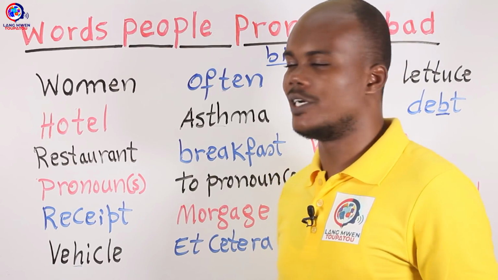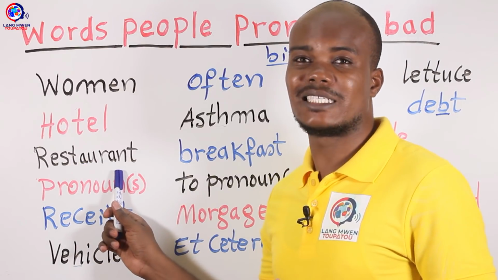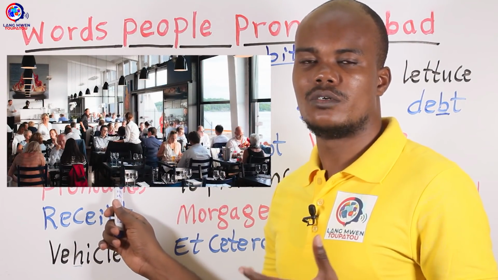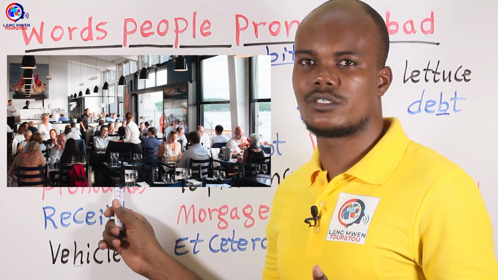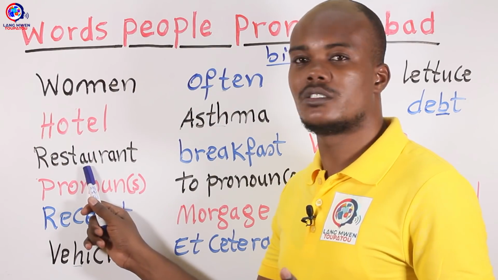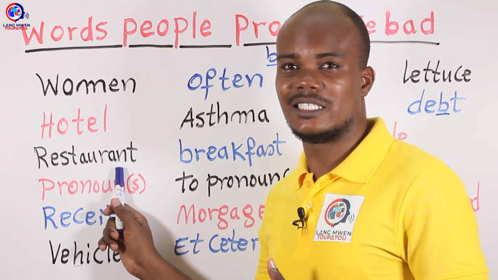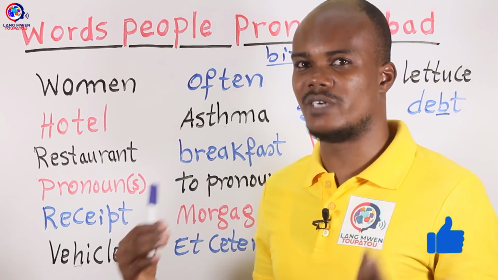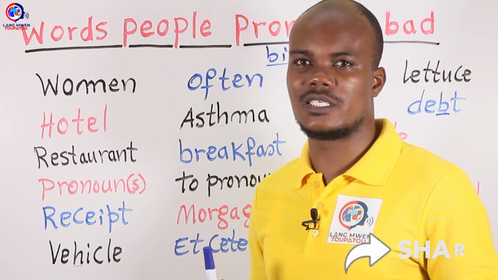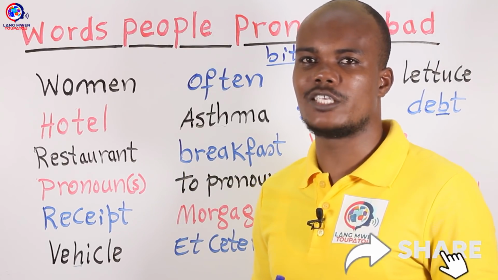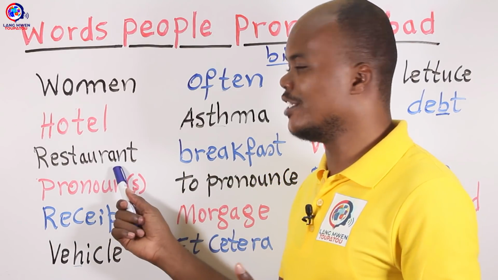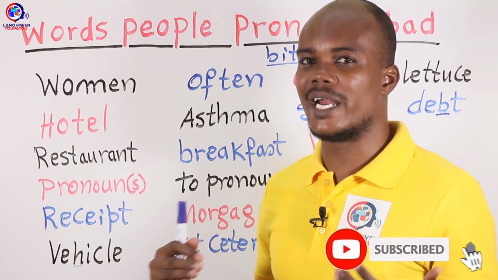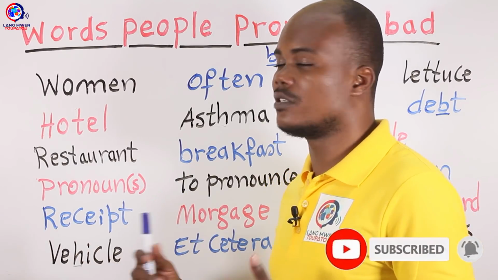The next vocabulary word is restaurant. Restaurant. Here you don't say rent. You say rant. Some people say rent. I'm going to the restaurant. It's not correct to say restaurant with rent, because here you got want. It's not rent. You say want.